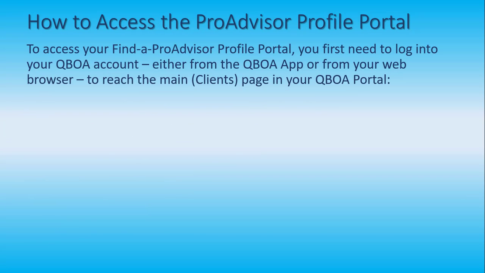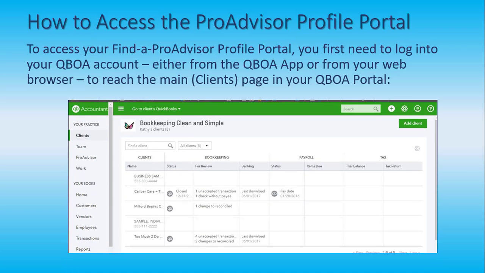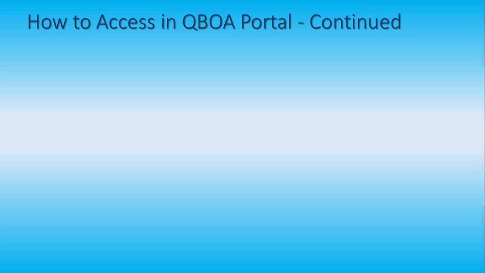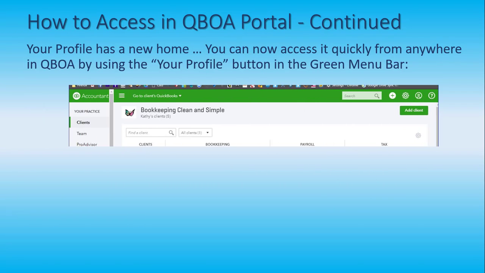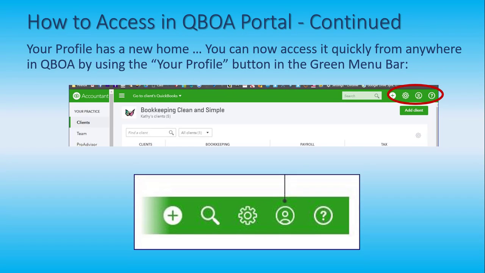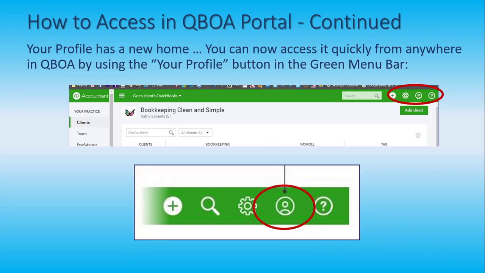Now, they have changed the way that you access the portal. You first need to log into the QBOA account either from the QBOA app or from your web browser to reach the main client page of your portal. And here's a screenshot of mine so you can see it right here. Now, we're continuing on. Your profile has a new home. You can now access it quickly from anywhere by using the Your Profile button in the green menu bar, which I have highlighted here. I've also expanded it and made it bigger so you can see it more clearly.